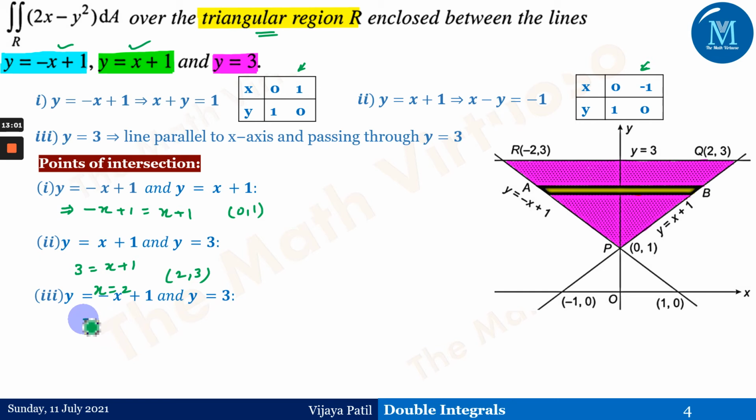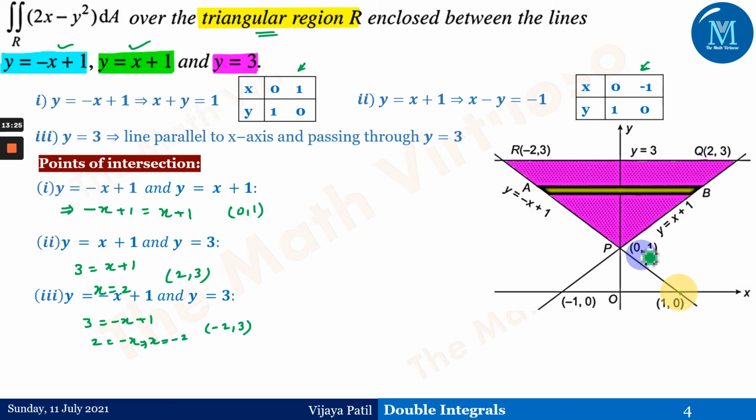So y is equal to 3. So this is 3 is equal to minus x plus 1. So that means what? This is 2 is equal to minus x. So x is equal to minus 2. So we have got the point minus 2, 3 as the intersection. So if you observe here, we have 0, 1 and 1, 0, and we have got this line, y is equal to minus x plus 1. These are the intersection points.